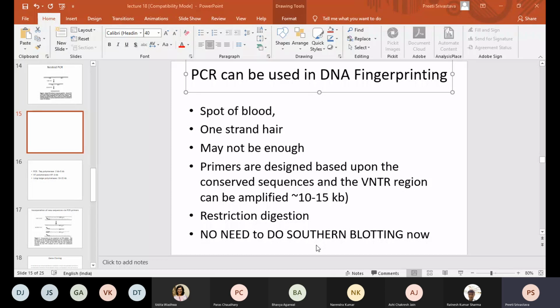So tell me, why do you think southern blotting is not required, or do you think southern blotting will be required?